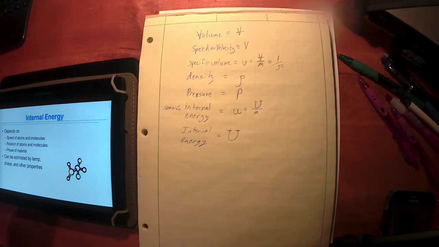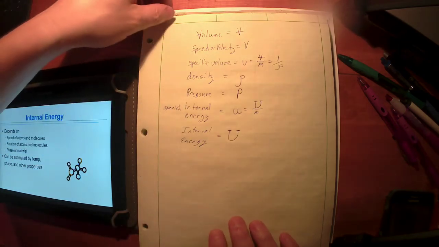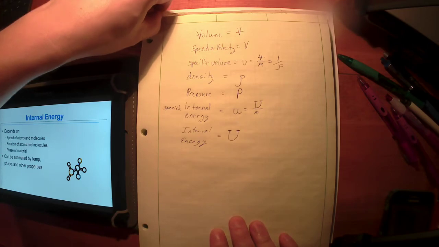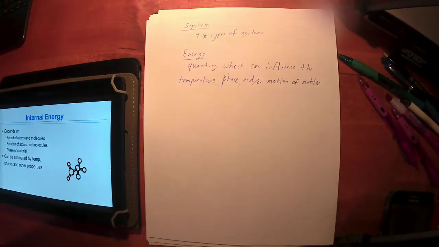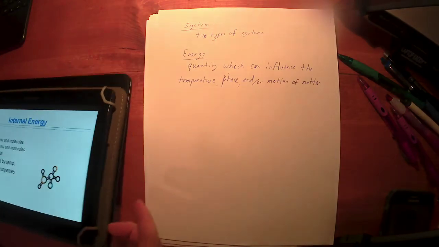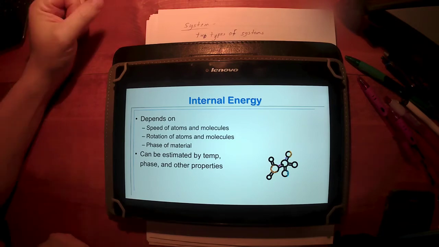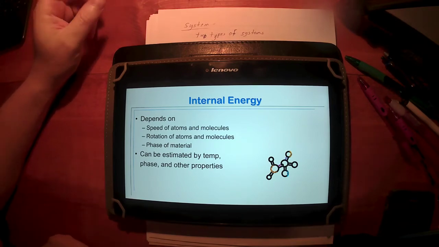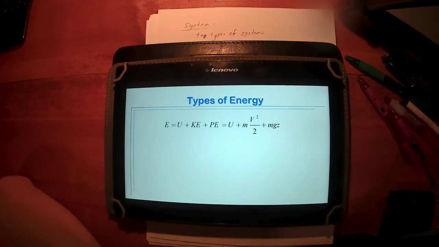Okay? So like I said, if you haven't already started this, you might want to pause and write these down. It's kind of important. You're going to continue to see these. And then just have that on a separate sheet of notes that's easy to grab. All right. So again, internal energy, microscopic energy, dependent on the energy within the particles. Can't really measure it directly. We're going to measure it based off of other properties.